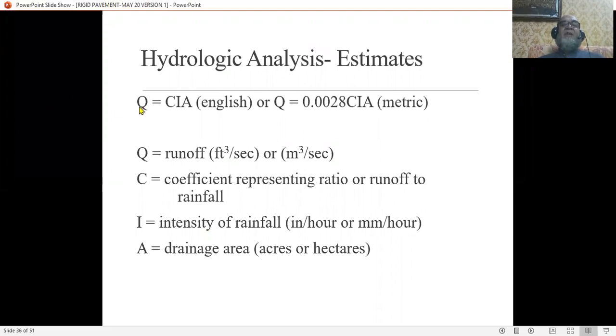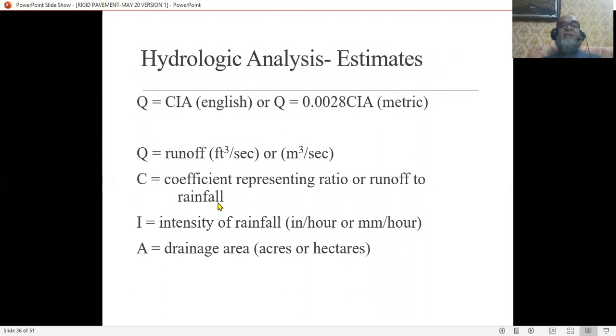It's a very simple equation. You must know it from your hydraulics course. We call it CIA, where Q is the runoff. We say Q in cubic feet per second, or Q in cubic meters per second. These are the metric units, and these are English units.